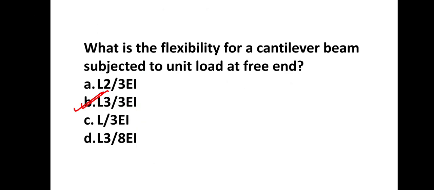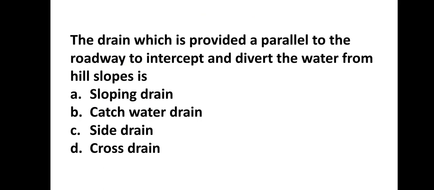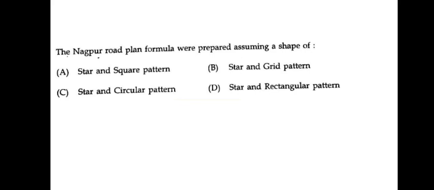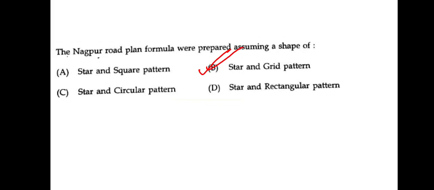Next question, eutrophication of water bodies is caused by. So eutrophication is always caused by excessive discharge of nutrients, not the discharge of toxic substances. Otherwise, the algae will not be able to grow. Next question, the drain which is provided parallel to roadway to intercept and divert the water from hill slopes is known as catch water drain. Okay. Next question, the Nagpur road plan formulae were prepared assuming a shape of. So here the correct answer will be star and grid pattern, as you all know the answer.